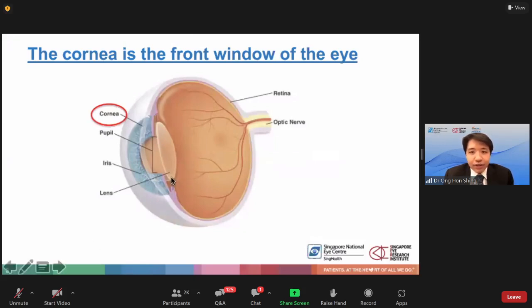A healthy cornea is important for good vision. For objects to be perceived clearly, light needs to be focused on the retina, which is the light-sensitive part at the back of the eye, and signals are then sent to the brain through the optic nerve to perceive good vision. Light is focused on the retina by two main parts of the eye. The majority, two thirds, is focused by the cornea, and a third is focused by your natural lens.